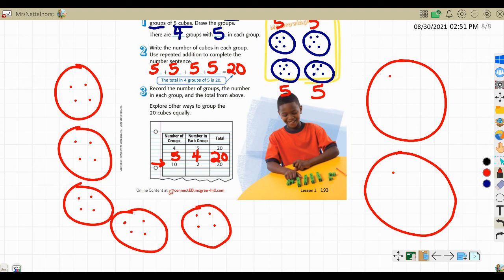1, 2, 3, up to 20. So I have 1 through 10 in this group. And in the second group, I have 1 through 10. So I have 2 groups. So I have 2 circles. I have 10 in each group for a total of 20. Okay, let's go to the next page.